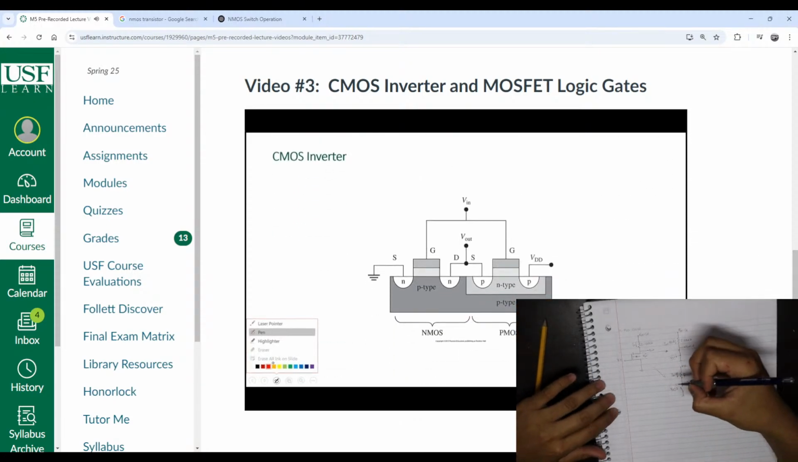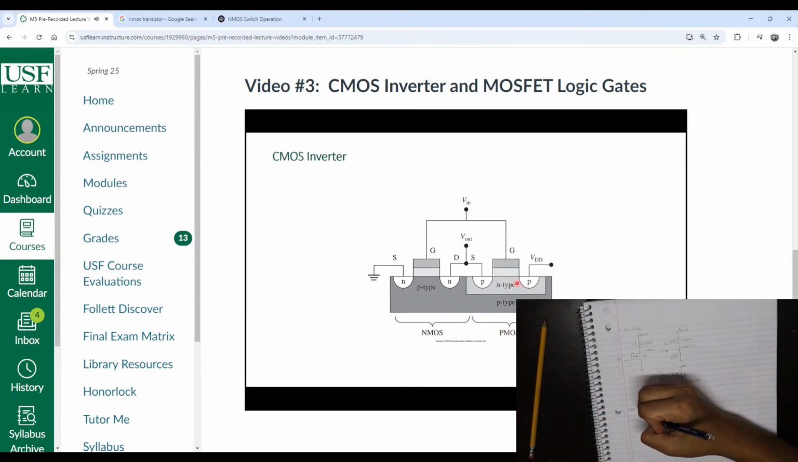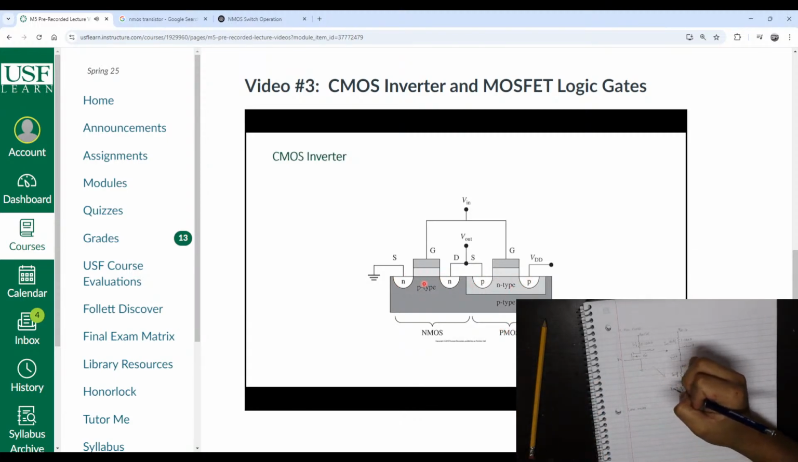The CMOS inverter is shown right here. And notice that in this case, we have two transistors. We have an NMOS on the left, and we have a PMOS. Here is the PMOS. Here is the NMOS. And the two are working in tandem. They're working complementary to each other.